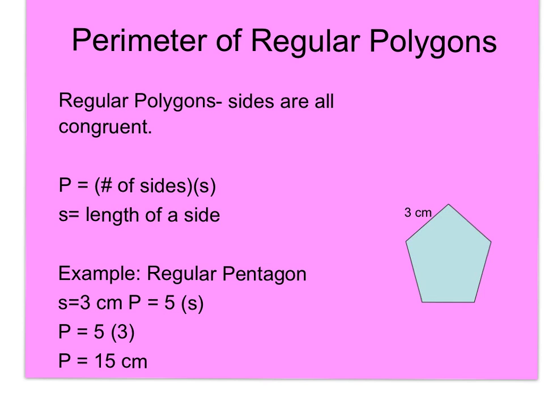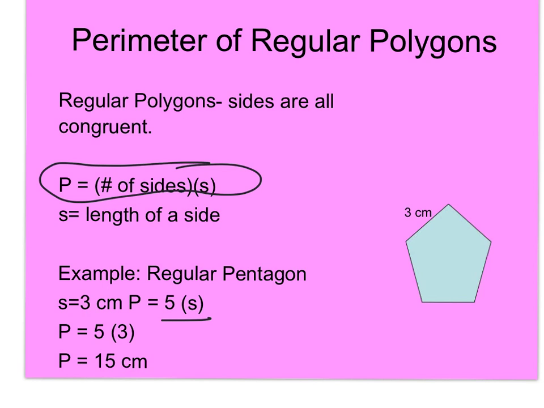The final example that we are going to look at here is for perimeter of any regular polygon. For this particular example, I chose a regular pentagon. Regular means that the sides are all congruent, which means they are all equal. And the formula for a perimeter of a regular polygon is the number of sides times the length of a side. So for a pentagon, it will be 5 times s.